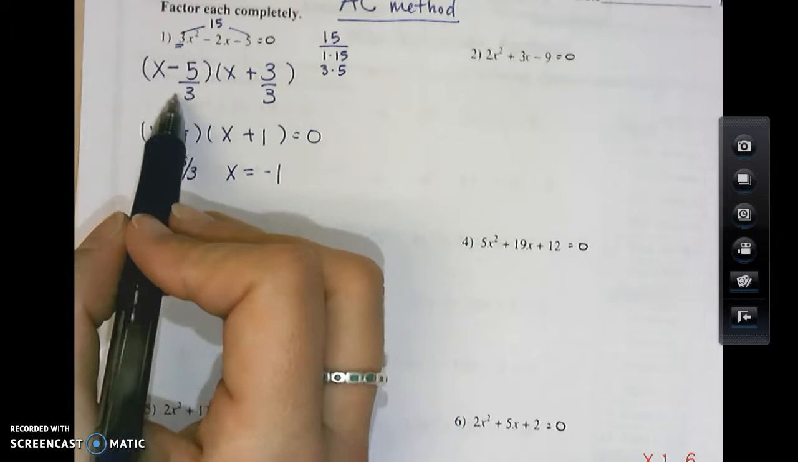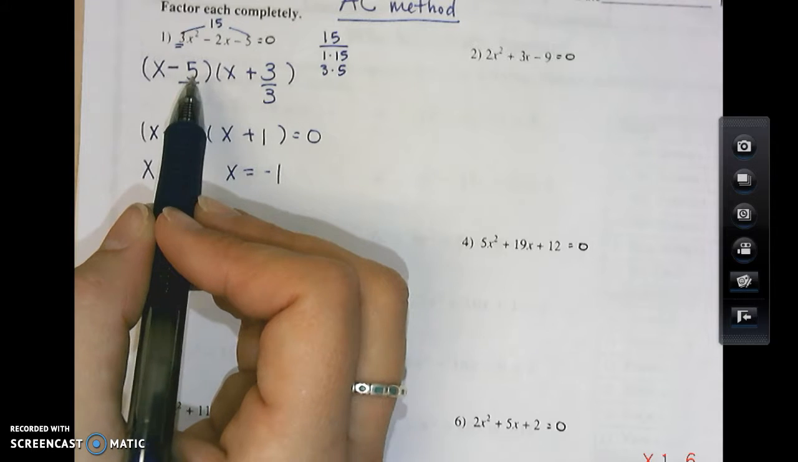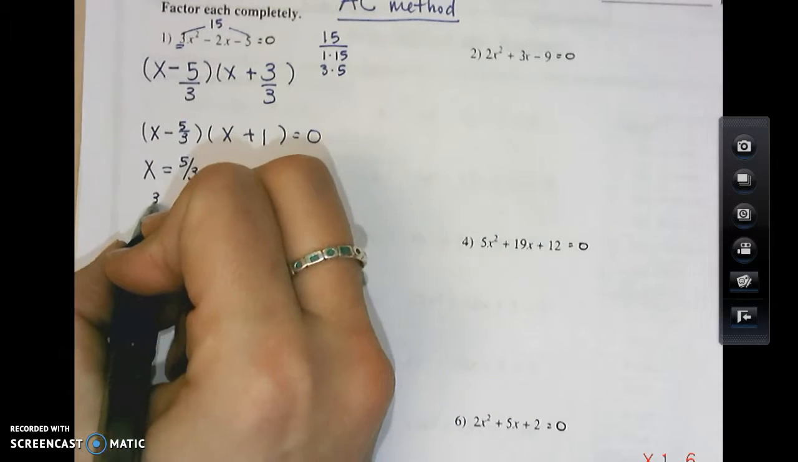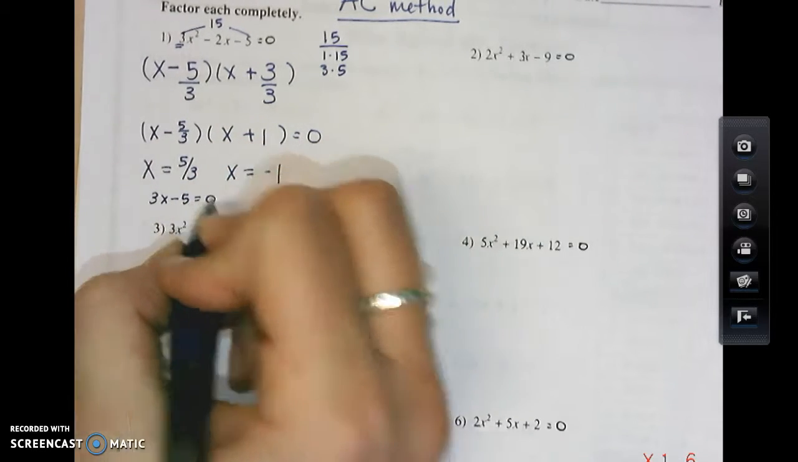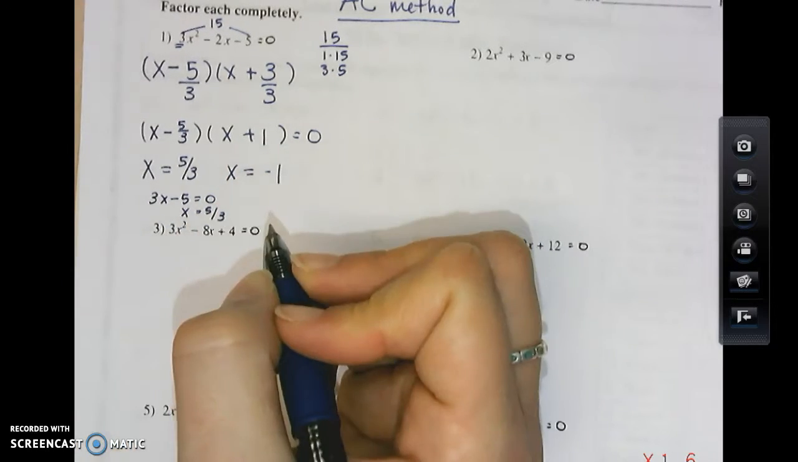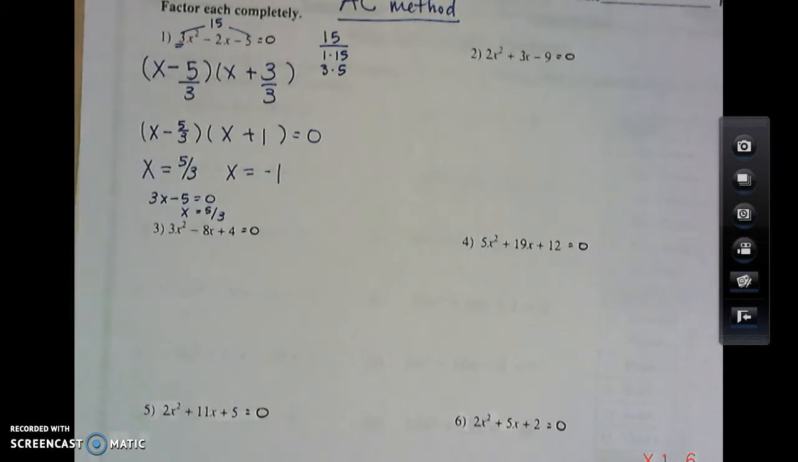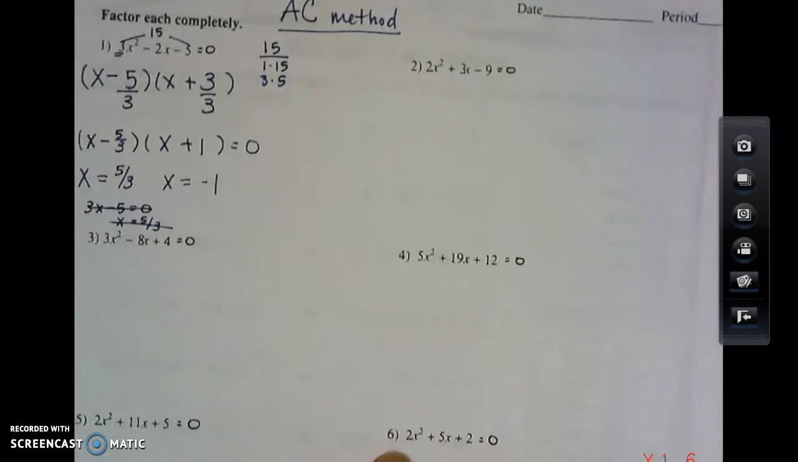If you pull this ahead and make this 3x minus 5, and 3x minus 5 equals 0, so if I had 3x minus 5 equals 0, if I solve that, I would end up with x equals 5/3. So by just leaving this, I'm actually making less work for myself. Okay, so you don't have to pull that ahead.